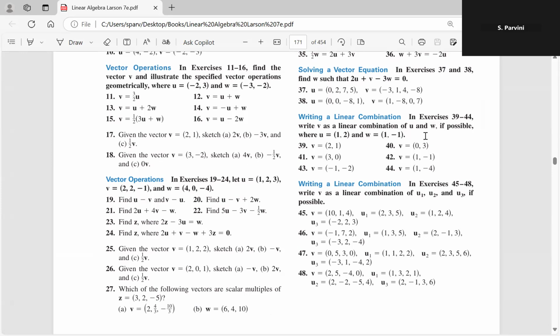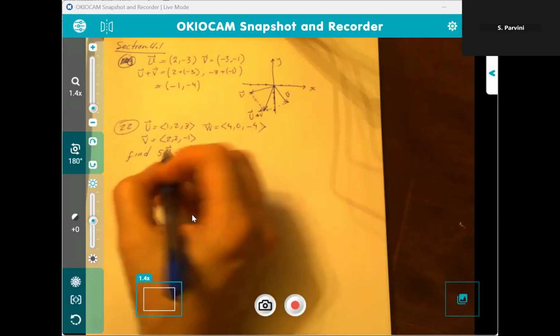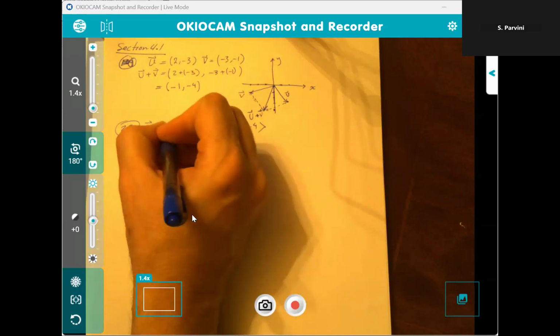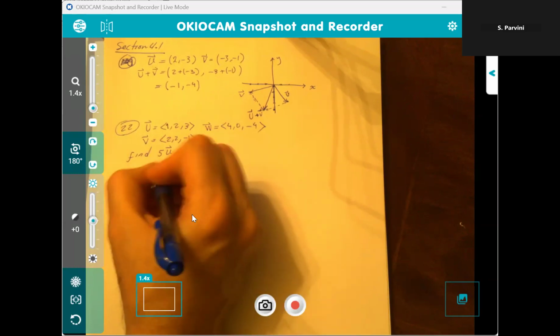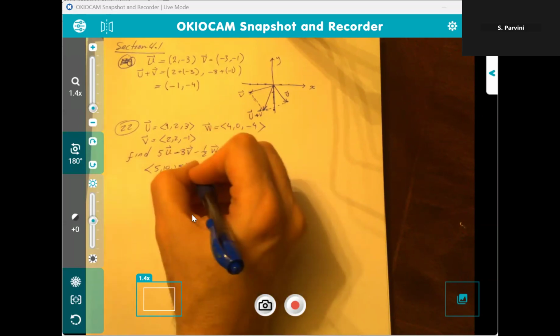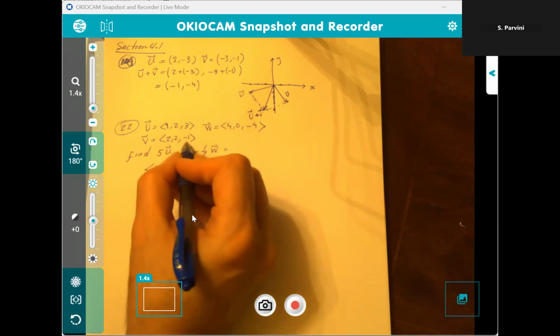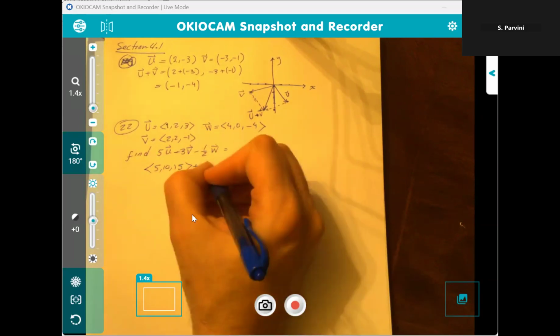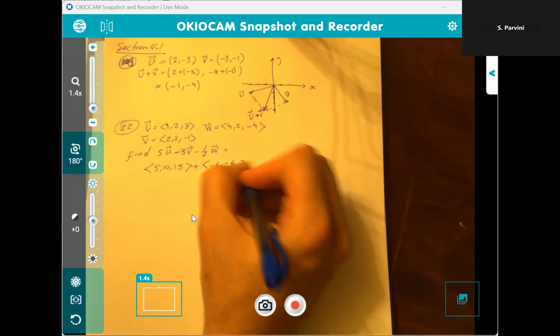Let me change my share to my notepad. Okay, so what I need to do is first find 5u. That means 5 times every component of u. So the vector 5u is going to be 5, 10, 15. Now, negative 3v, that's going to be plus negative 3 times v. This is v, 2, 2, negative 1. Negative 3 times each component. So that's going to be negative 6, negative 6, and 3.